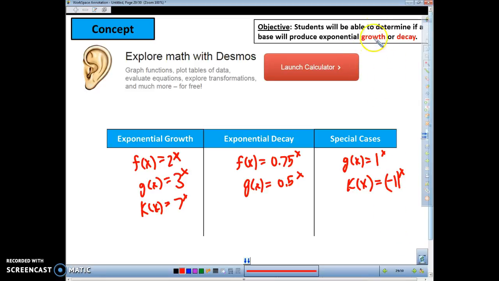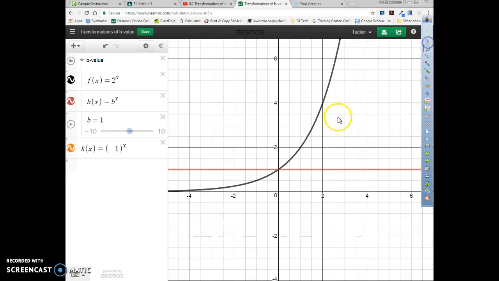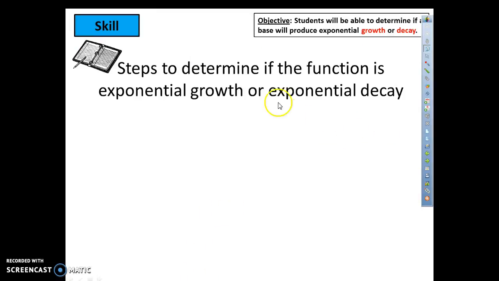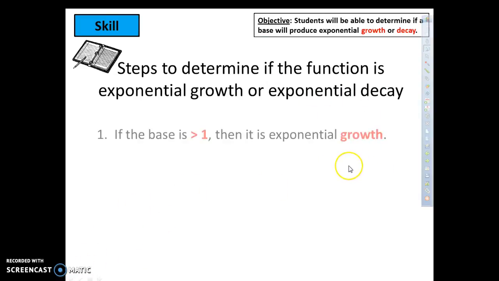Okay, so our objective today is to determine what base will produce exponential growth or what base will produce exponential decay. So looking at our notes, we need to talk about the steps to determine if the function has exponential growth or if it's exponential decay. Okay, so step 1 in your notes, please fill this in. If the base is greater than 1, then this is exponential growth.